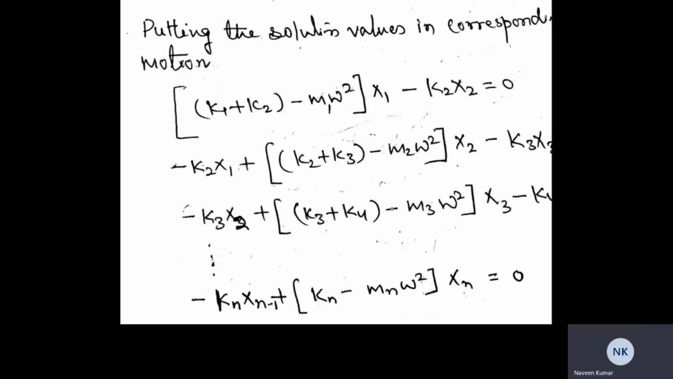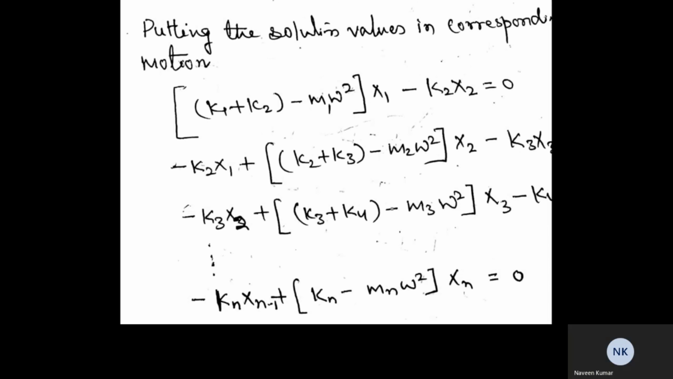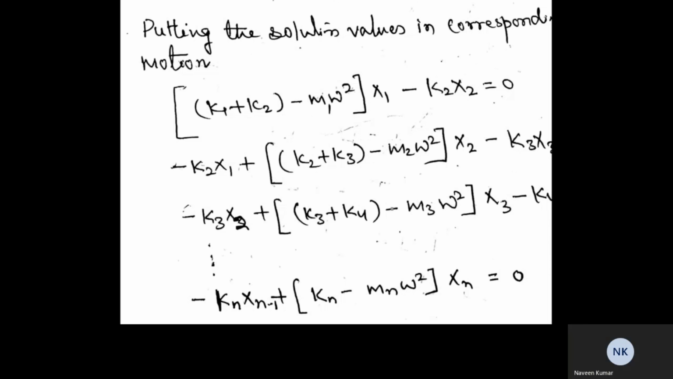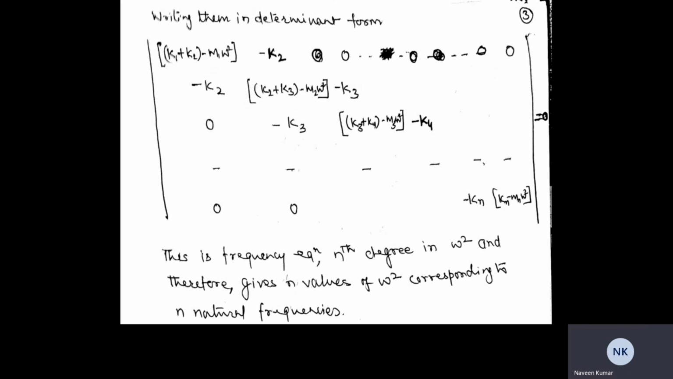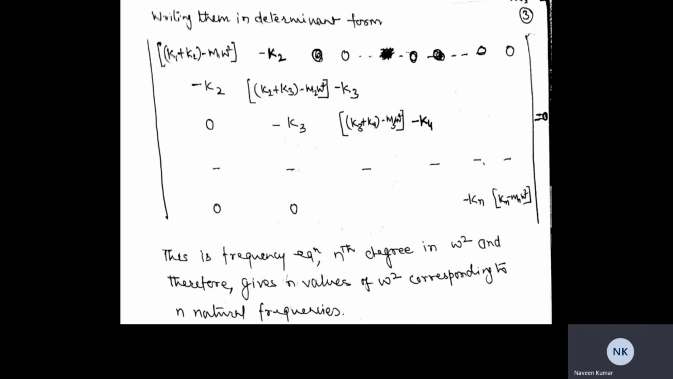So we can write this equation in the form of a matrix where the first row represents the equation of motion for mass 1, where this value represents the coefficient of x1, and this value is written in the second place, which represents the coefficient of x2. Since the coefficient of x3 is 0, it is 0, and up to n, all other values are 0. Similarly, for the second mass, the coefficient of x1 is minus k2, so minus k2 is written here. The coefficient of x2 is this, so it is written here. Similarly, all other values are 0.